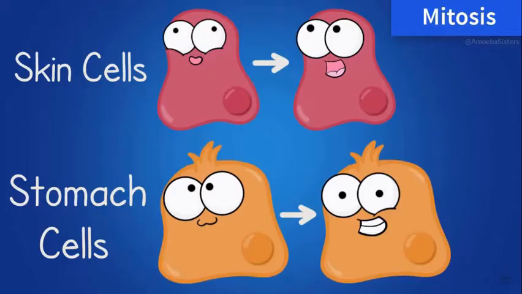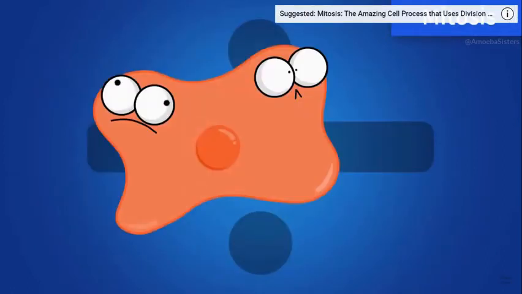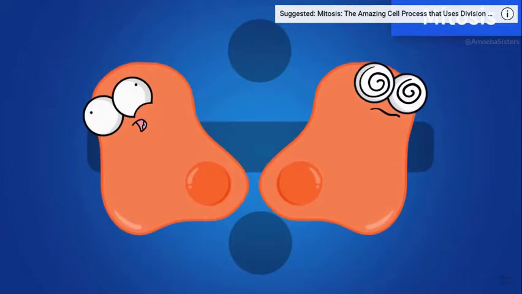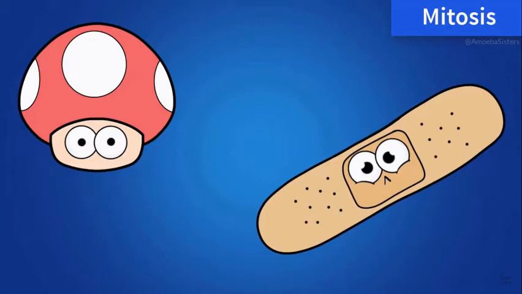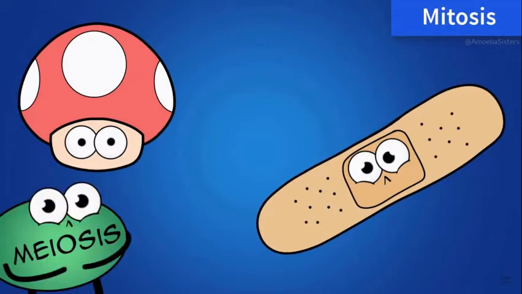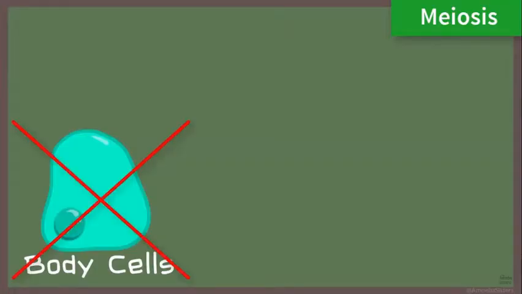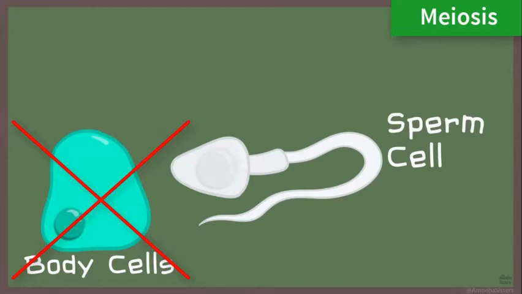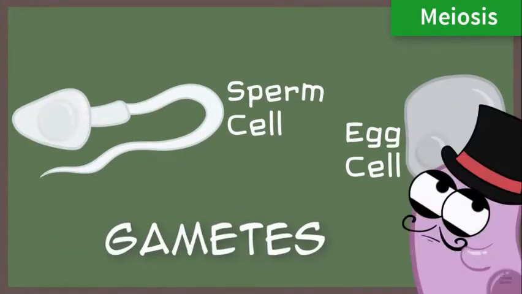Mitosis makes identical body cells, like your skin cells and stomach cells. Recall from our mitosis clip that since it makes identical body cells, mitosis is important for growth and for repair of damage, or to replace worn out cells, but not meiosis. Meiosis is a process that contributes to genetic variety. Meiosis also doesn't make body cells. It makes sperm and egg cells, otherwise known as gametes, the fancier word.